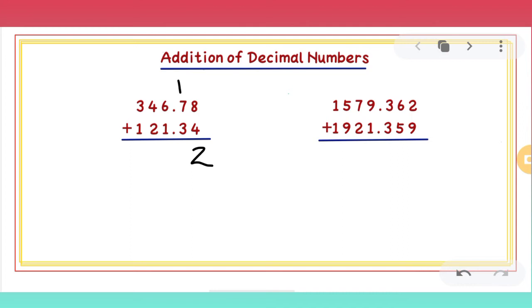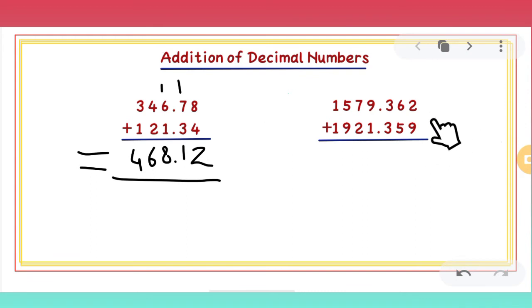7 plus 1 is 8, 8 plus 3 is 11. So 1 will be here, carry 1. 6 plus 1 is 7, plus 1 is 8. Now 4 plus 2 is 6 and 3 plus 1 is 4. The decimal place is here, so we will put the decimal here. So our answer will be 468.12.